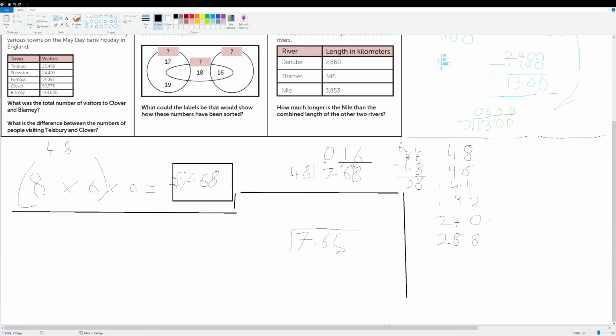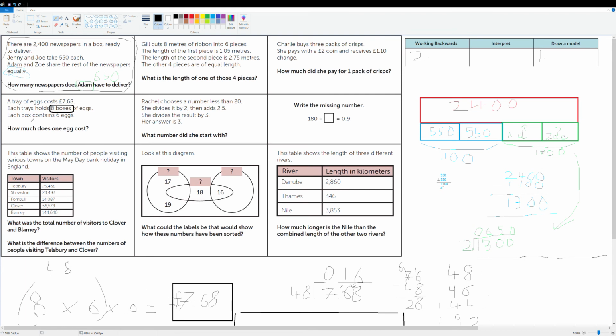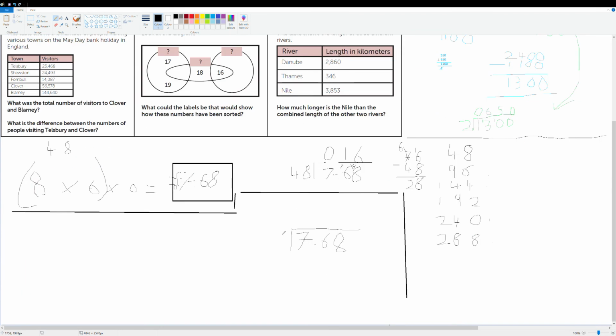So let's say we've got £7.68, and this would be really good if we want to know how much there was in one box, for example. If we know that a tray is £7.68, we can just divide it by the number of boxes, which is 8. You say, right, there's nothing here. Carry the 7. 8 into 76 goes 9 times, with a remainder of 4. How many times does 8 go into 48? It's 6.